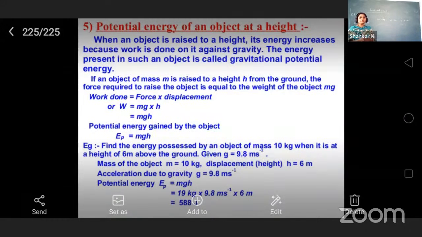Then what we have to find here is potential energy. EP, or P, potential energy is equal to mgh. So m is 10, into g is 9.8 meter per second square, and height is 6 meters. Then what is the answer here, students?